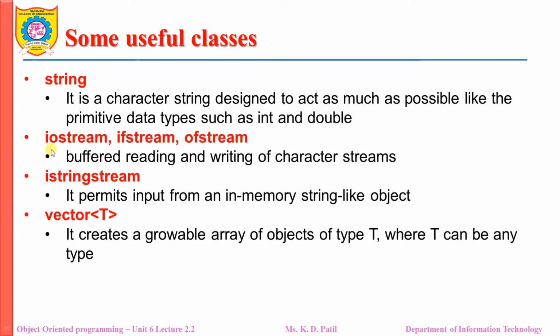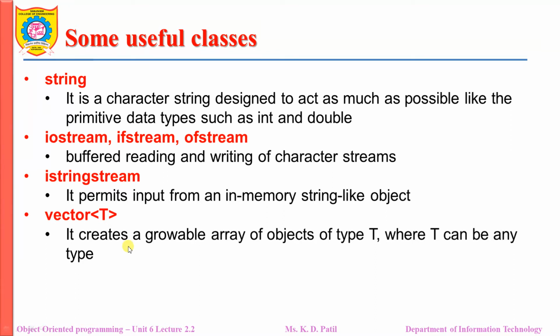The next classes are iostream, ifstream and ofstream, which are buffered reading and writing of character streams. The next one is istringstream. It permits input from an in-memory string-like object. The next class is the vector class. It creates a growable array of objects of type T, where T can be of any type.